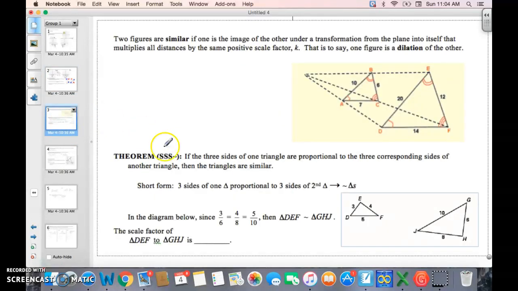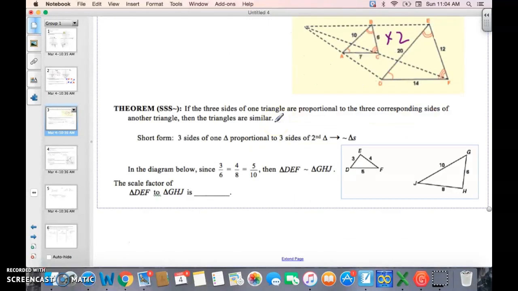All right, so two figures are similar if they undergo a transformation that multiplies the distance by the same positive scale factor, and we call this a dilation. So you'll notice that each of these side lengths grew by a scale factor of times 2. Therefore, they're all similar. And you'll also notice the angle measures are marked because the angles don't change, just the distances of the sides, the lengths of the sides, change.